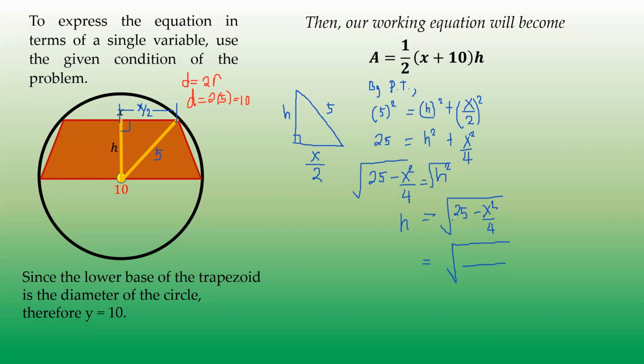LCD is 4 kasi ito ay over 1. Yung 25, whole number yan. So, 4 divided by 1 is 4 times 25. We have 100. Yan siya. Kasi ito ay naka-over 1. Whole number yan eh. O, LCD mo is 1 and 4. So, meron ka LCD na 4. And then, 4 divided by 1 is 4. Multiply by 25, we have 100. Minus 4 divided by 4 is 1 times x squared. So, we have x squared.